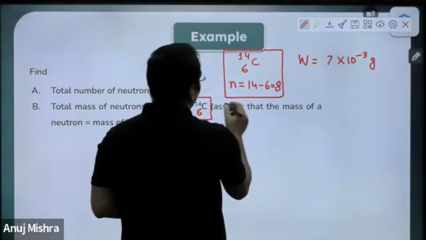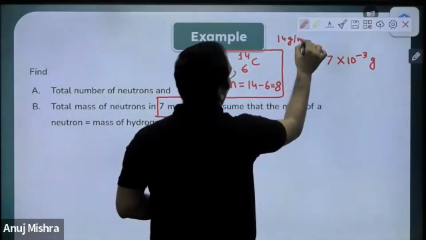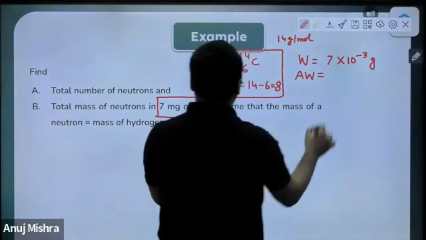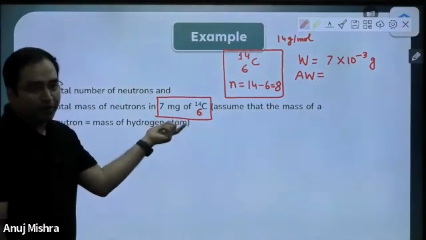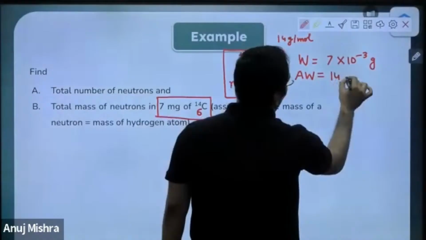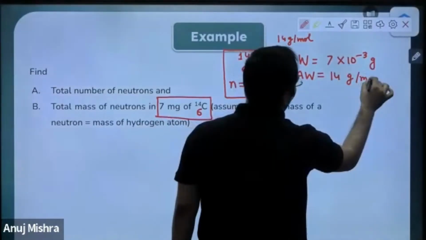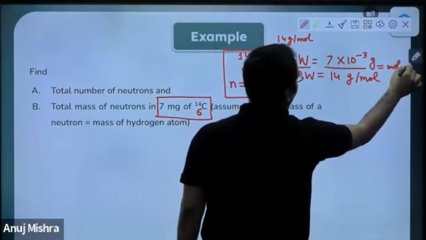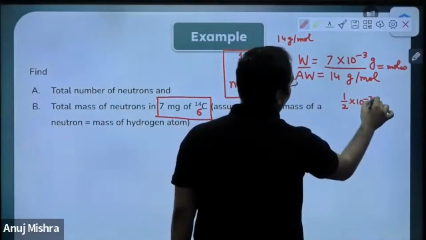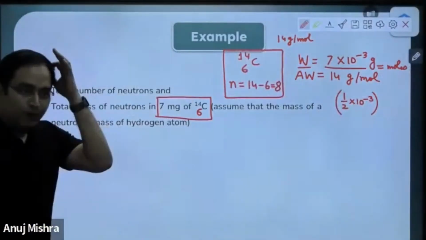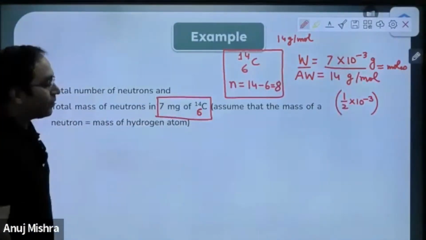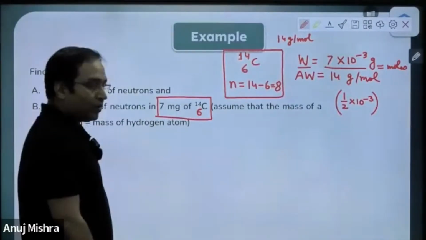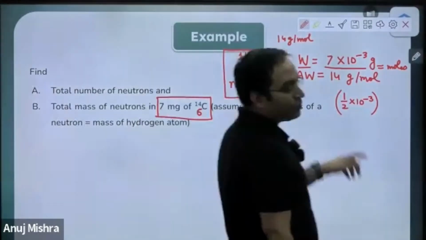14 gram per mole. 14 gram per mole is the value for this. So you can say atomic weight is how much? This is atom, right? Carbon is an atom. So I'll not say molecular weight. That doesn't make sense, right? So you say atomic weight is how much? 14 grams per mole. Please divide this. Gram cancel, okay, you get moles. How many moles are coming up? It will be half into 10 power minus 3. Any problem in this? Half into 10 power minus 3 moles. Yeah, that's okay. 5 into 10 power minus 4 you can write. Okay? Minus 4 हो जाएगा ना? Because half is what? 0.5.